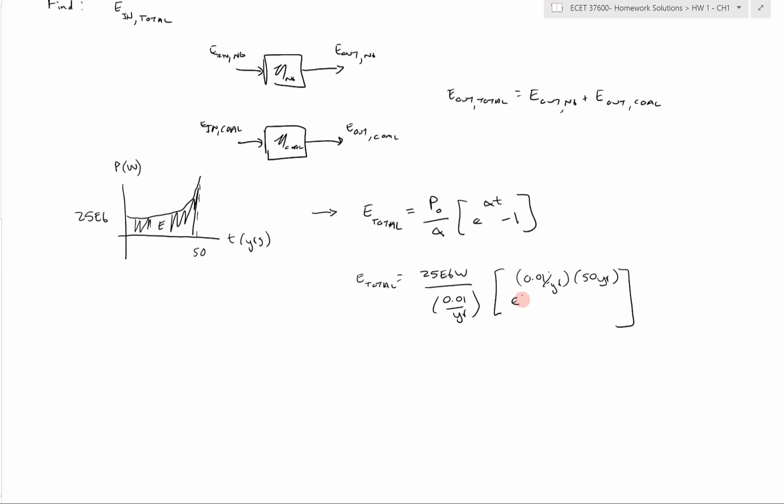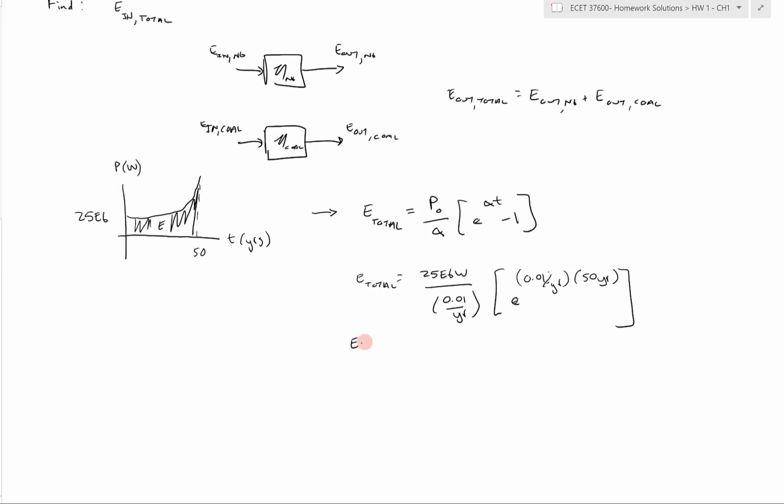Notice that when we do this calculation, in the exponent we've got 0.01 per year times 50 years, so the years are going to cancel, which is important because we're raising this to the power. So we're taking e to that, and we don't want a unit up there. So that leaves only the units over here, watts divided by something per year. So this year is going to flip up into the numerator, and my end unit, it's very important to notice, is going to be watt years.